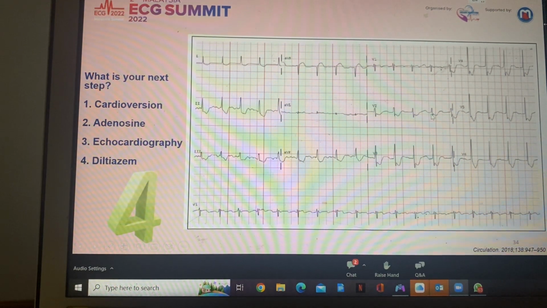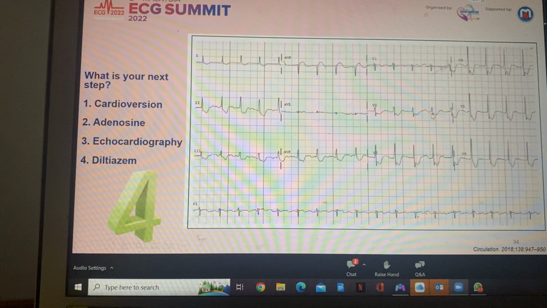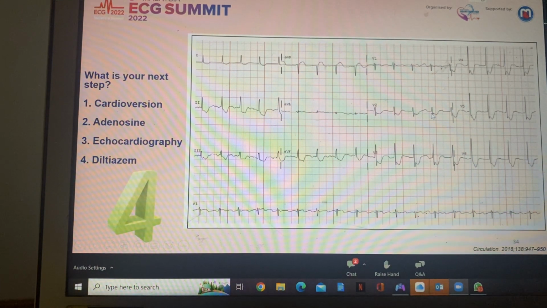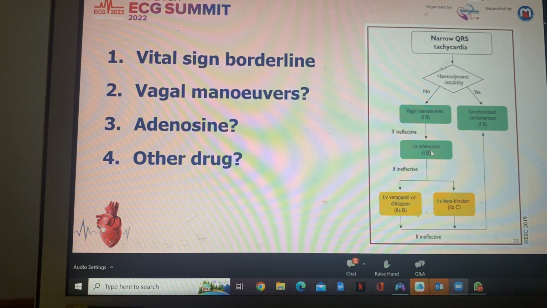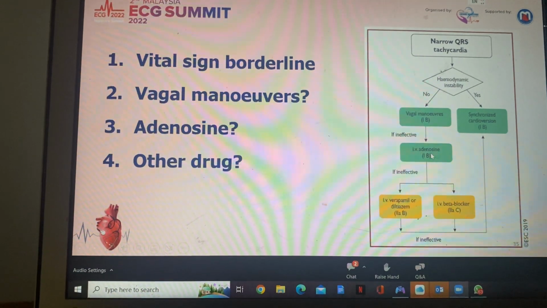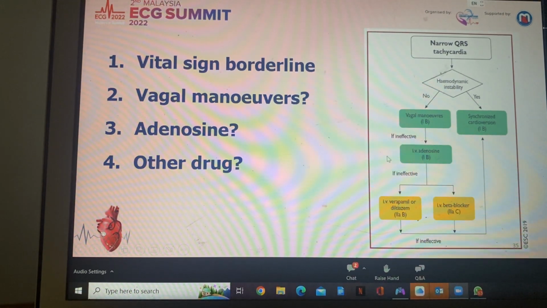So I don't want to start the poll because we're really running out of time. So just look at the ECG and think, what do you think about this ECG? All right, so what are you going to do? Cardioversion, adenosine, echo, diltiazem. Okay, quick one. Again, vital signs are borderline. Do you really want to do a vagal maneuver for him? Adenosine? Once you give adenosine, maybe the BP will crash. All right, how about other drugs?